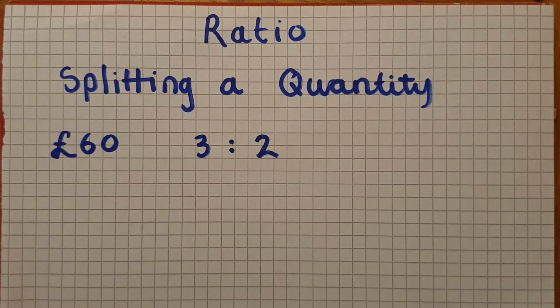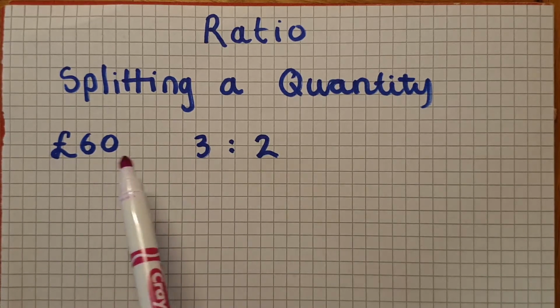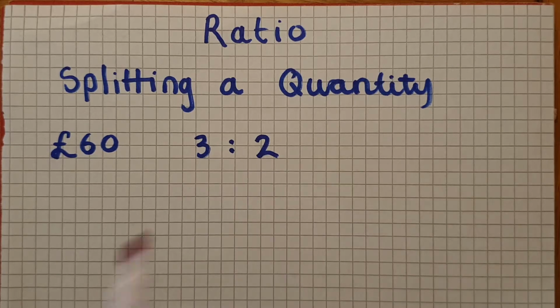So in this example here, we've got £60 and we're going to split it between two people. One person gets 3 shares of the money and one person only gets 2 shares. So I'm going to colour code it just to keep things a bit clearer for you. Now, we've got 3 shares and we've got 2 shares. So overall, when we share the money, that's 5 in total, because 3 and 2 makes 5.